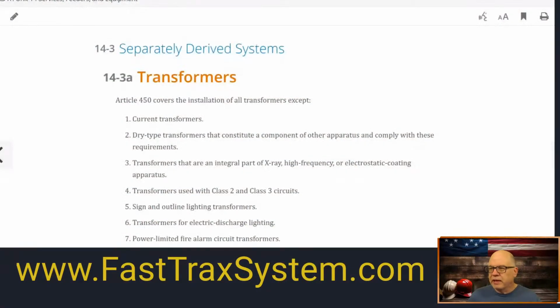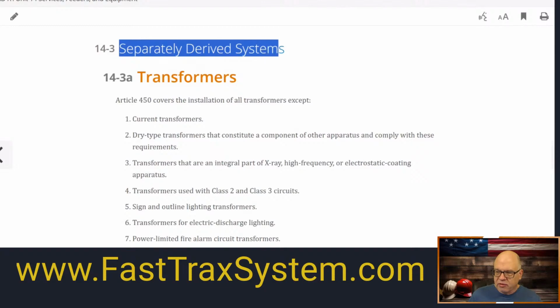So I'm going to share you over and get you into our program. So here we are. We're in the program. For those students that are really familiar, this is Unit 14. We're talking transformers. Transformers are indeed separately derived systems. Basically, when you have a transformer, you have what's called a primary winding and a secondary winding. They do not touch. They're close, but they do not touch. So they have a separation that separates the primary from the secondary.